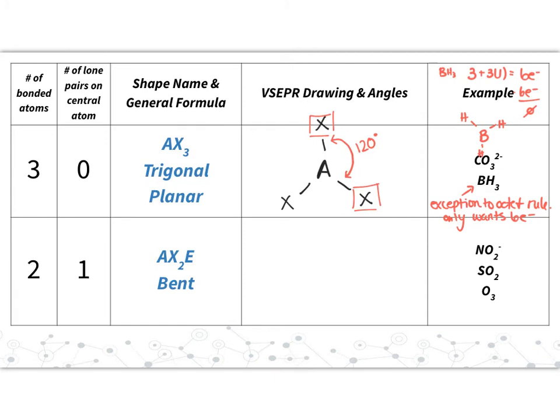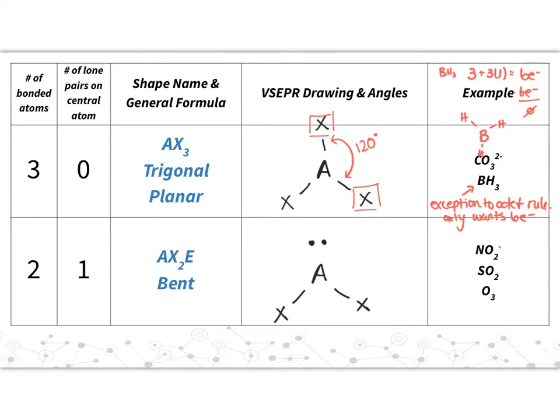Okay, let's continue on with our VSEPR. Reacquaint ourselves here. The last diagram we had was 3 bonded atoms. So what happens if one of these bonded atoms turns into a lone pair? What we'll draw is A with 2 X's and a lone pair.